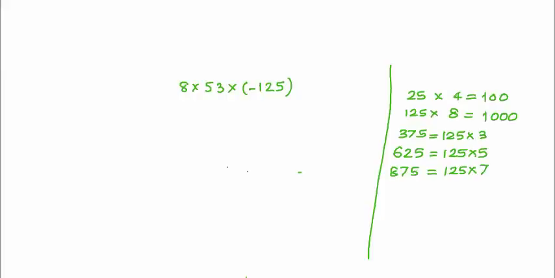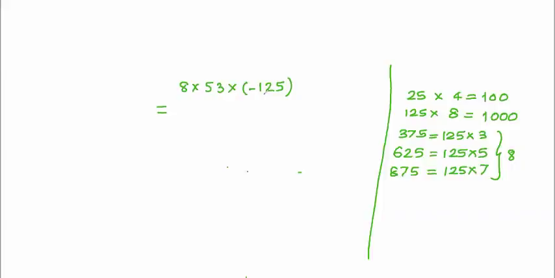For example, for 25, look for 4. For 125, look for 8. For 375, 625, and 875, which are multiples of 125, again, look out for 8. So now here we see that there is 8 and there is 125, but they are far away. Normally, as per board math, we would first multiply 8 by 53, and then whatever is the result, we would multiply by 125.